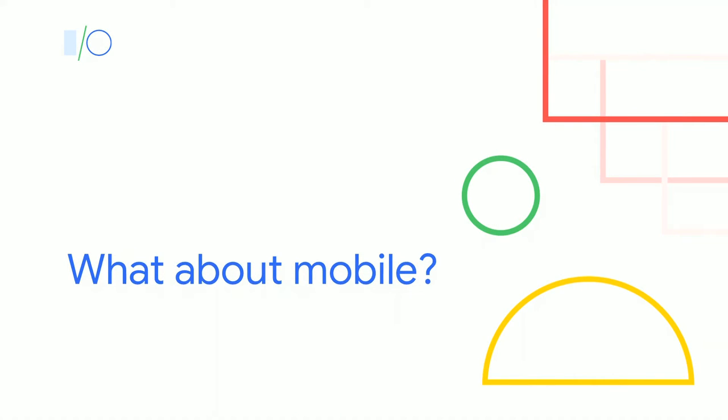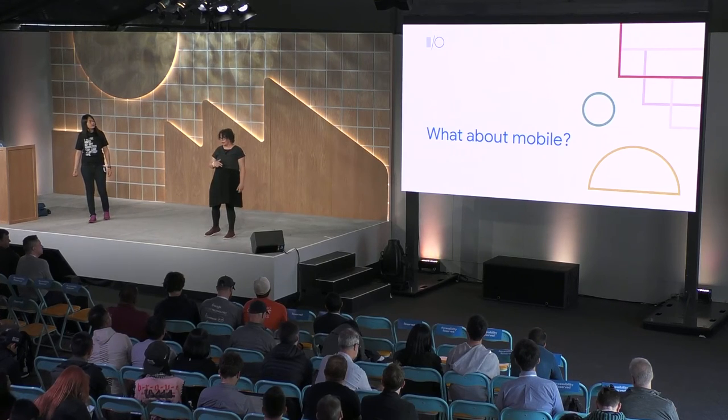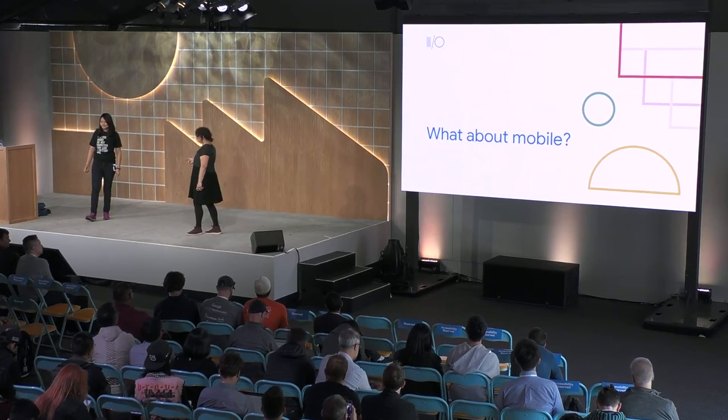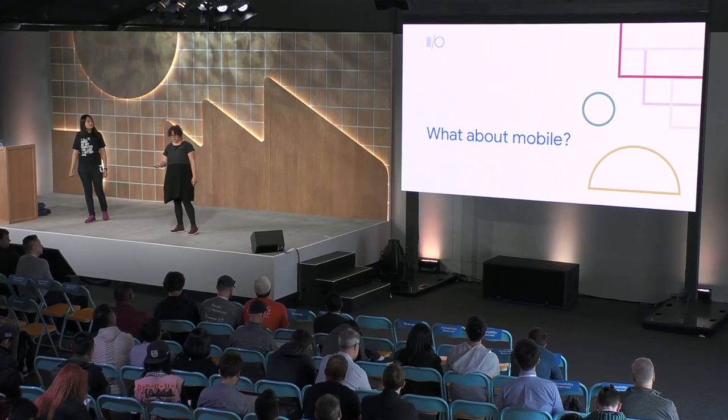So now we've covered how to build for voice only and also for multimodal. Of the three products we spoke about at the beginning of the talk that we were going to build our action for, the one that we haven't talked about is mobile. So what do we need to do, based on what we've done so far, to get our action to work on mobile? The good news is absolutely nothing.